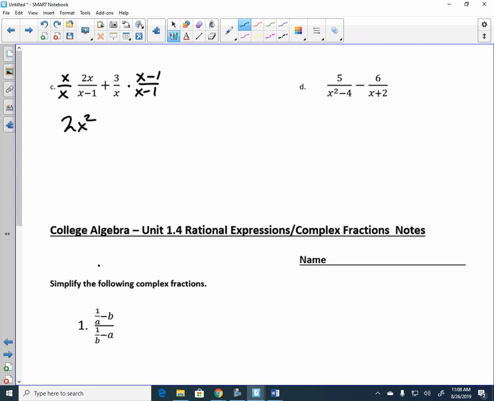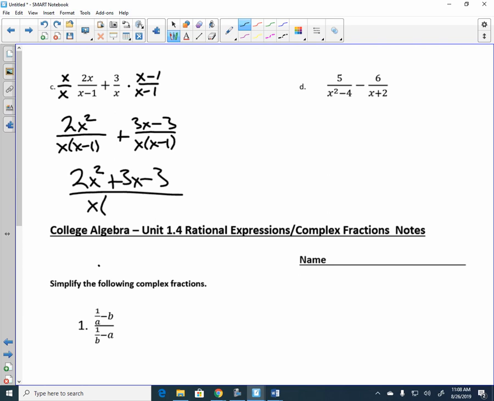2x squared over x times x minus 1 plus 3x minus 3 over x times x minus 1. Now that they have common denominators, we'll look to see if we have anything we can combine together. There are no like terms to combine together. What we write is one fraction. I like to make sure that I express the denominator in factored form. That way, in case something cancels, it's easier to see. If you decide to multiply it out into x squared minus x, that's fine. I chose not to. How about letter D?